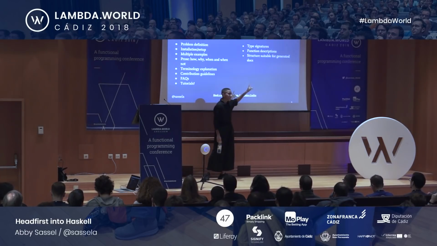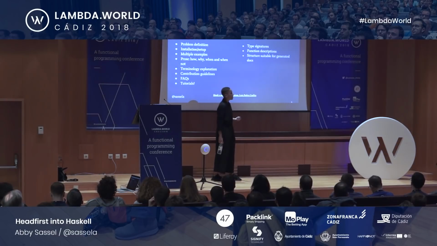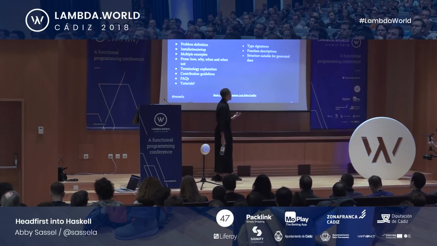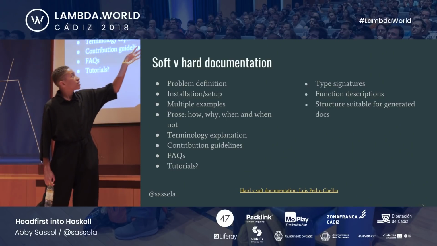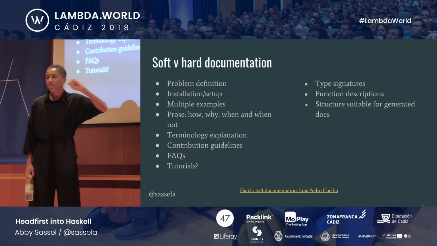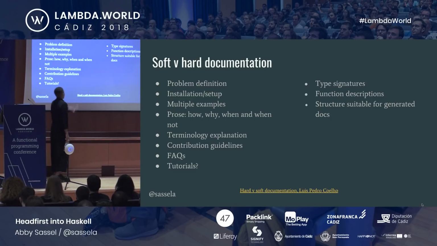I think Haskell is great at hard documentation, right? We know how to provide some pretty solid type annotations to describe the inputs and outputs of our functions and what they're doing, which assumes you know the type system in depth, which you might not as a beginner. I think that's fine. You're learning things as you go along. So hard documentation provides type signatures, function descriptions, and basically anything that can be used to automatically generate documents using something like Haddock. So comments and things like that.